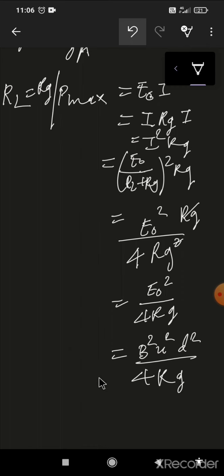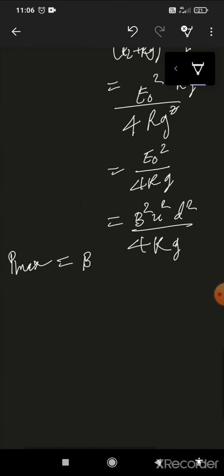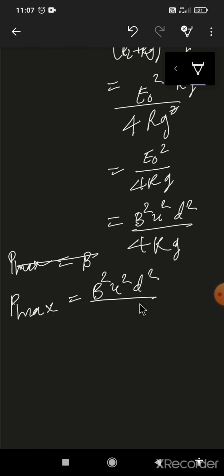Substituting the value of Rg in this equation, we'll get the value of P max. The value of Rg is D by sigma A. So let me write it again, P max is equal to B square U square D square divided by 4D by sigma A.